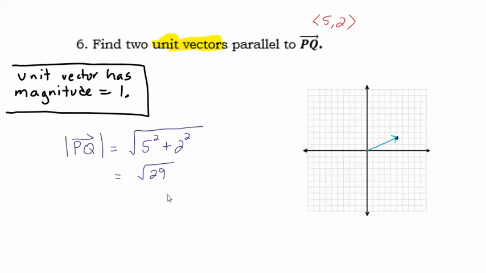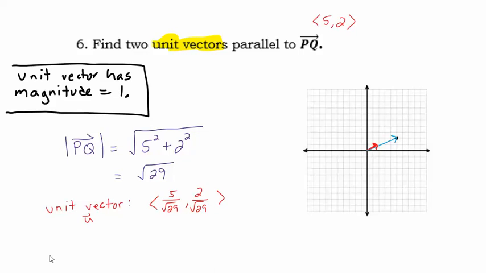So if I want to shrink this thing down to a magnitude of 1, then I'm going to divide each component by the magnitude of PQ. So the unit vector is going to be 5 divided by the square root of 29 and 2 divided by the square root of 29. So that vector is going to go in the same direction, except it's only going to have a length of 1. Let's call this vector u for unit vector.